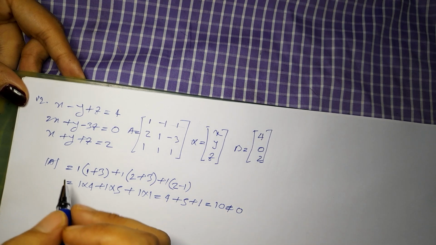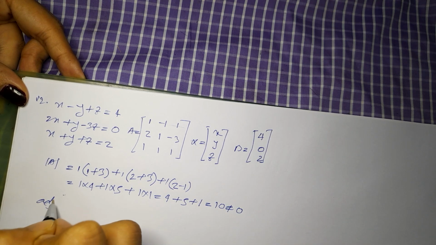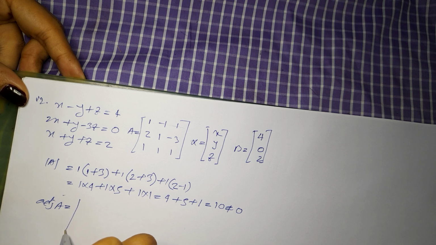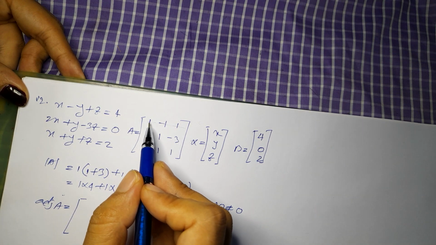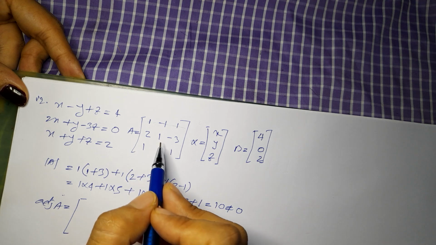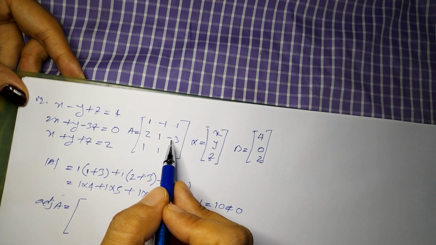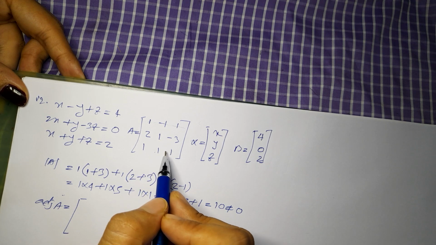Let's find the adjoint of A. Adjoint of A. A11, that is, eliminate the first row and first column. Here the sign is positive. Eliminate the first row and first column. So 1 minus, and minus becomes plus, so 3, that is 4.